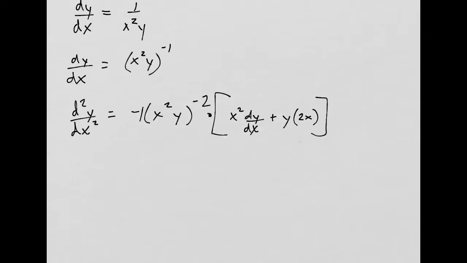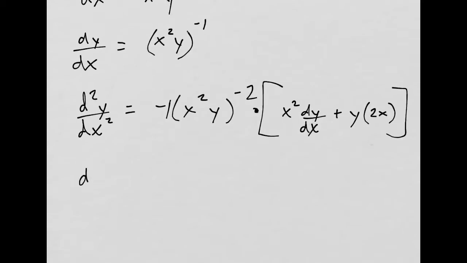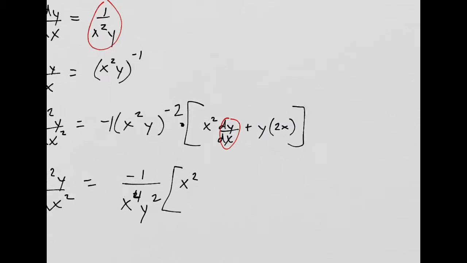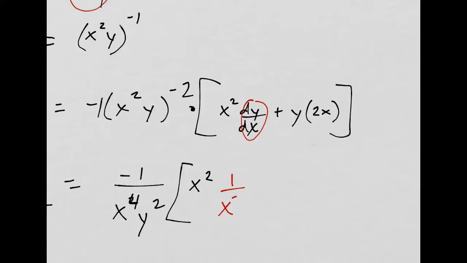And then technically we don't have to distribute, but I'm going to distribute anyway. So actually, let me just rewrite some things here. So what would I have? I would have, let's say, a negative 1 in the top, x squared y. Actually, it would be x to the fourth y squared, right? If I distributed those. Of course it would be. And then is x squared times dy dx. Remember, dy dx is this, 1 over x squared y. And then plus 2xy.